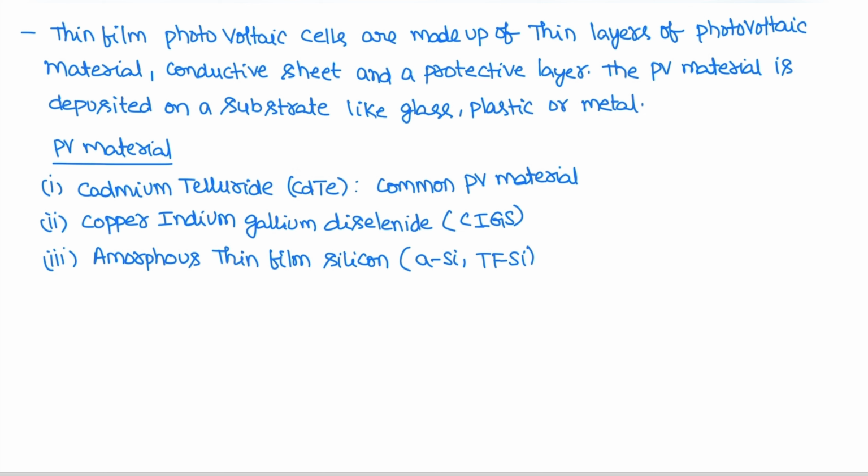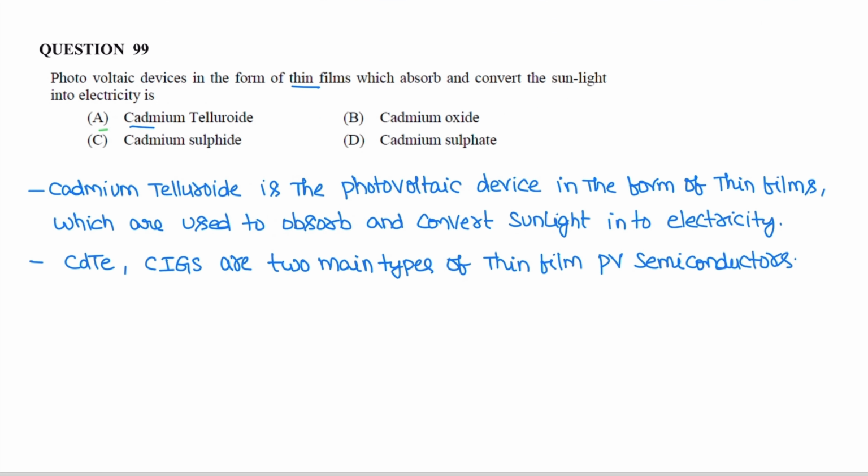Thin film photovoltaic cells are made up of thin layers of PV material, a conductive sheet, and a protective layer. So the PV material is deposited on a substrate like glass, plastic, or metal. CdTe is one PV material. CIGS, copper indium gallium diselenide, is one more PV material used in the manufacture of thin film photovoltaic cells, and amorphous thin film silicon, a-Si, or TFSI, thin film silicon. So the correct option is CdTe.